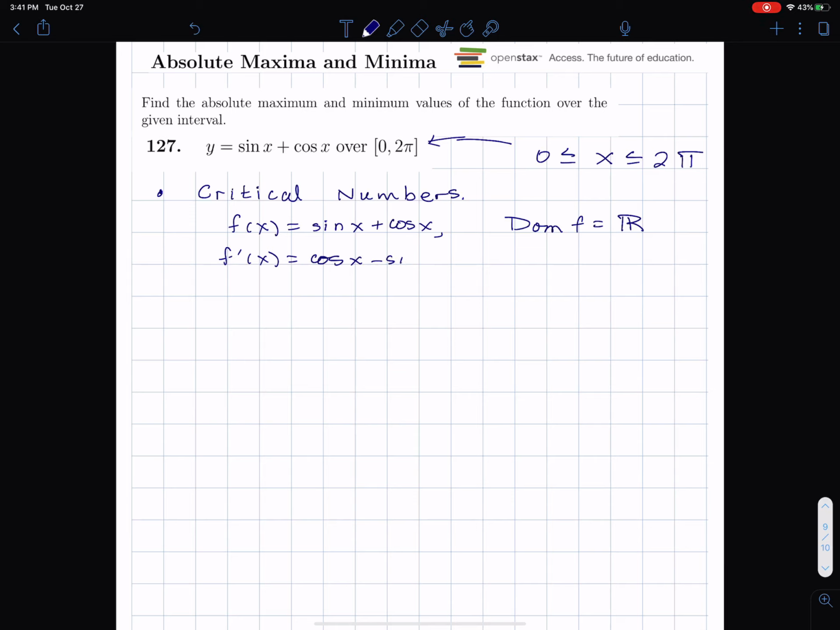So one thing that we see is the domain of f prime is equal to all real numbers. So therefore, there are no numbers c such that f prime of c is undefined. F prime of c is defined for all real numbers. So we're not going to get a critical number from numbers where f prime of c is undefined.